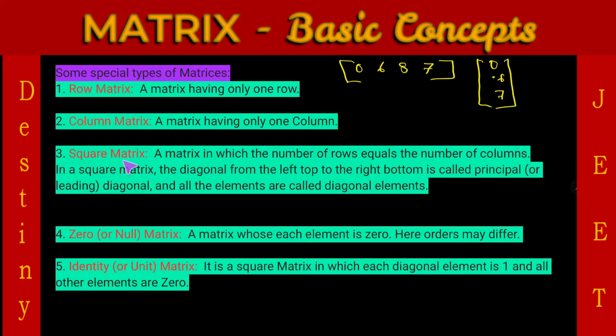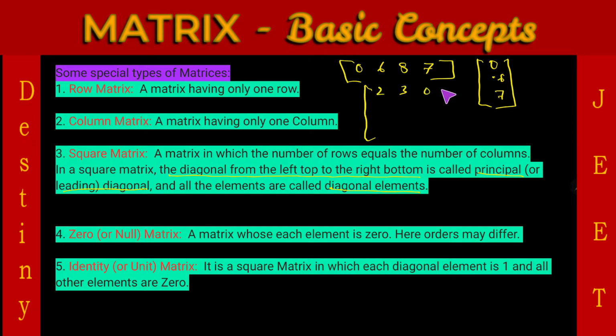Next, square matrix, a matrix in which the number of rows equals the number of columns. In a square matrix, the diagonal from the left top to the right bottom is called the principal or leading diagonal, and the elements of that principal or leading diagonal are called diagonal elements. Let's see an example.